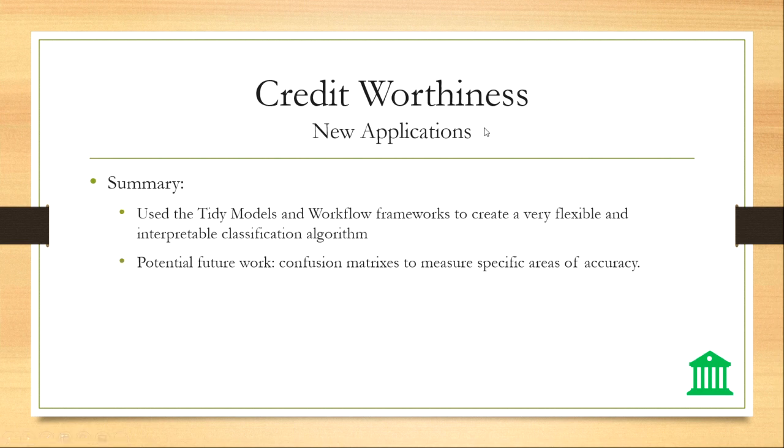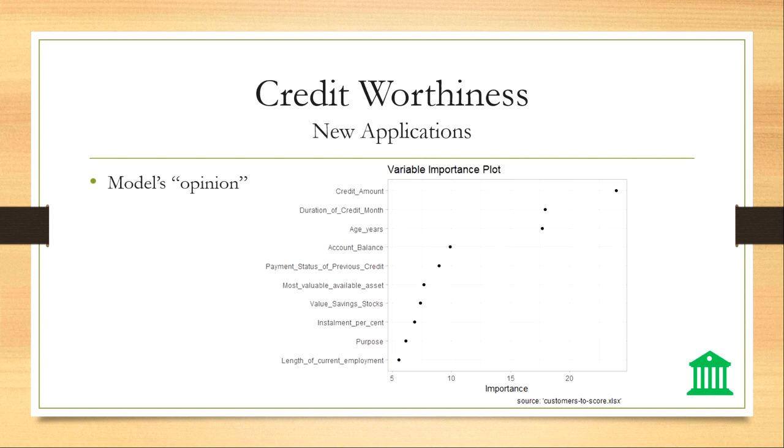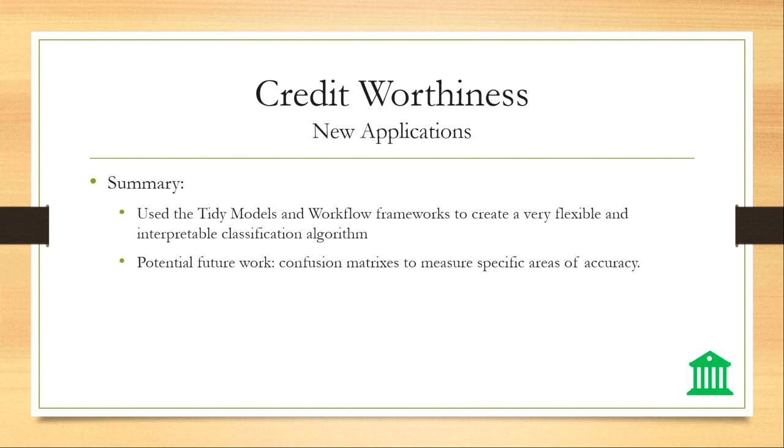So in summary, we used the Tidymodels and workflows framework to create a very flexible and interpretable classification algorithm. We ended up with the random forest, and we have a general idea, thanks to the variable importance plot, of some of the important factors distinguishing creditworthiness and non-creditworthiness. Potential future work is to look at confusion matrices, because we can then begin to measure specific areas of accuracy, things such as sensitivity and specificity, but again, potential future work.